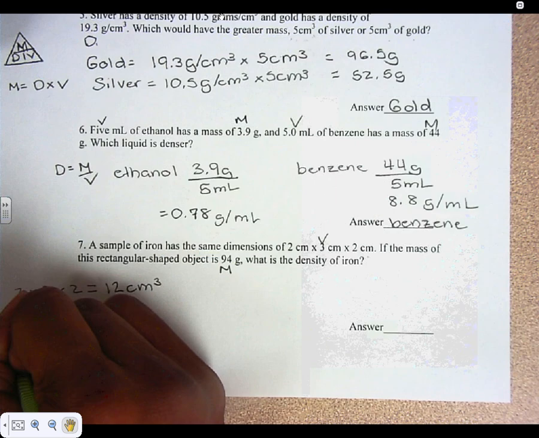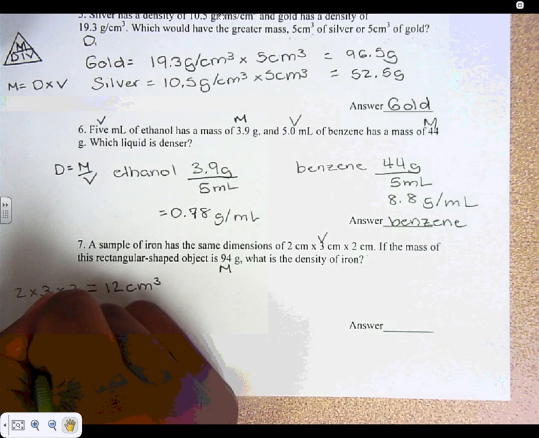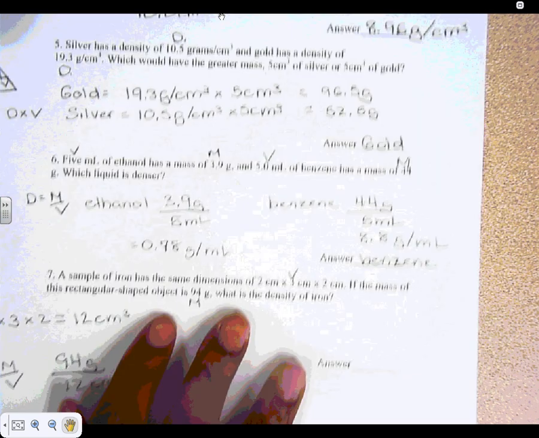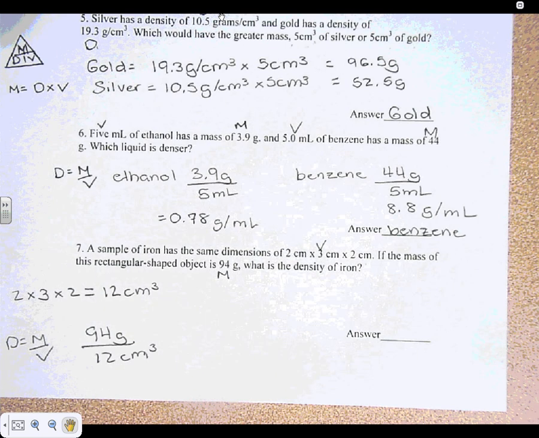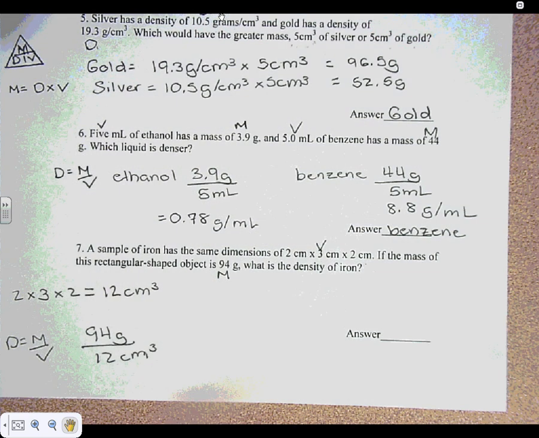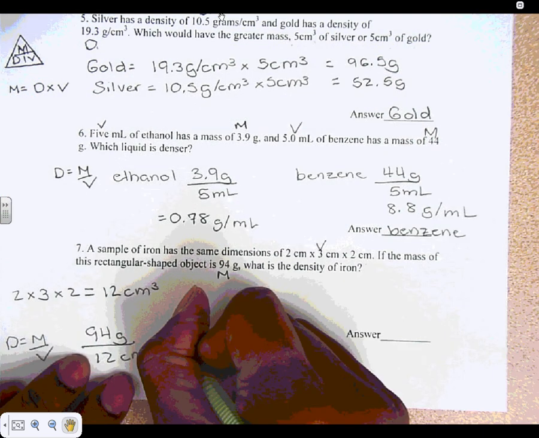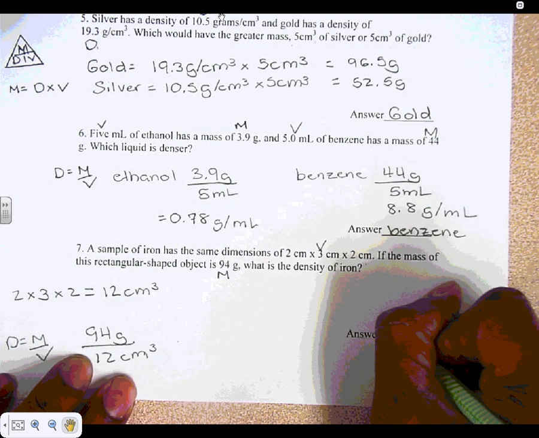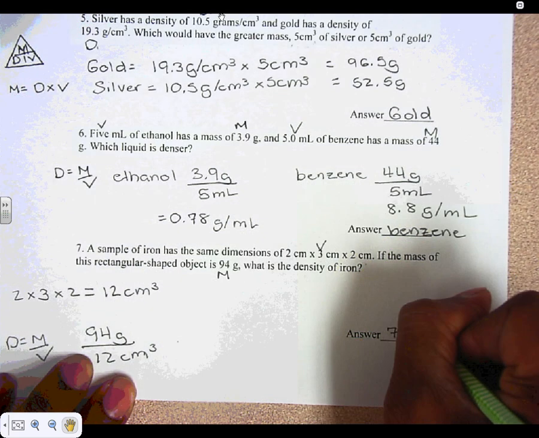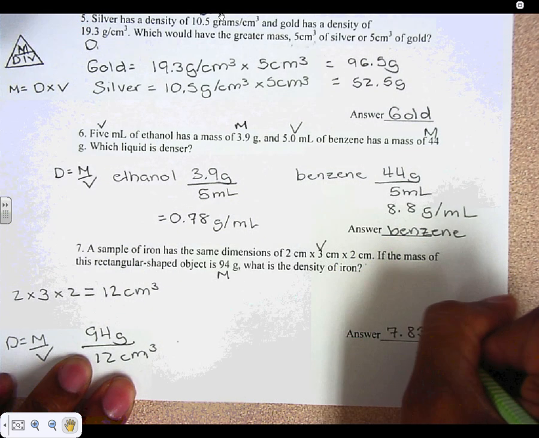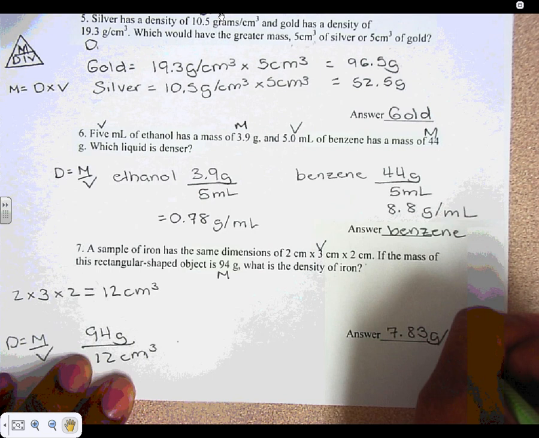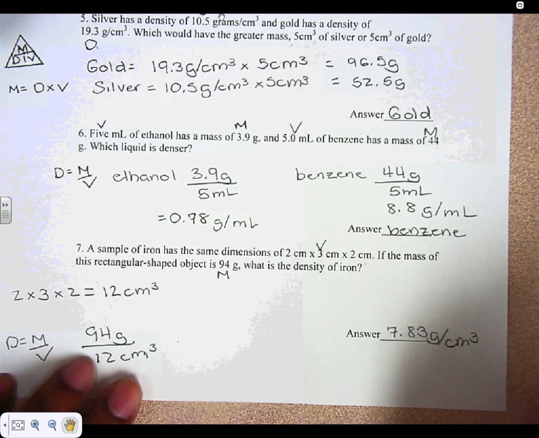Remember, we are doing density is equal to mass over volume. Now, when we have 94, we divide that by 12. Our answer ends up being 7.83, and that's grams per cubic centimeter for iron.